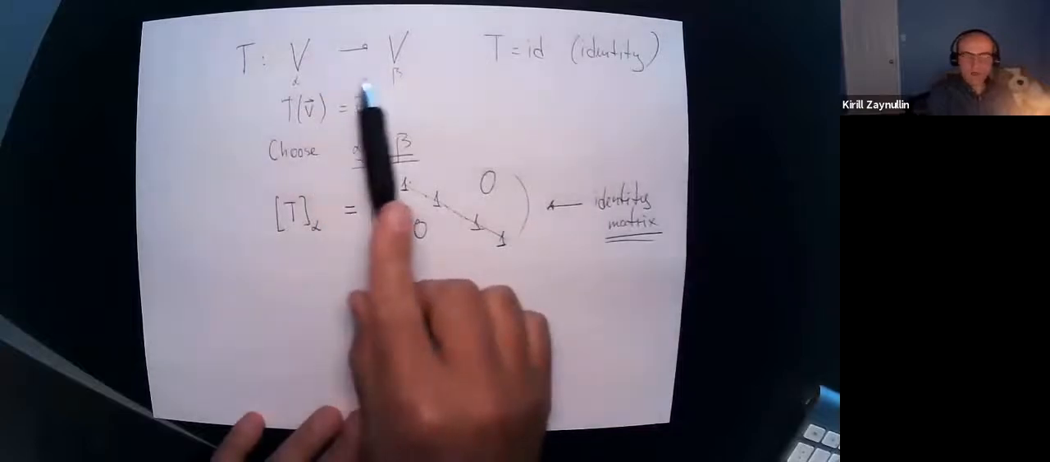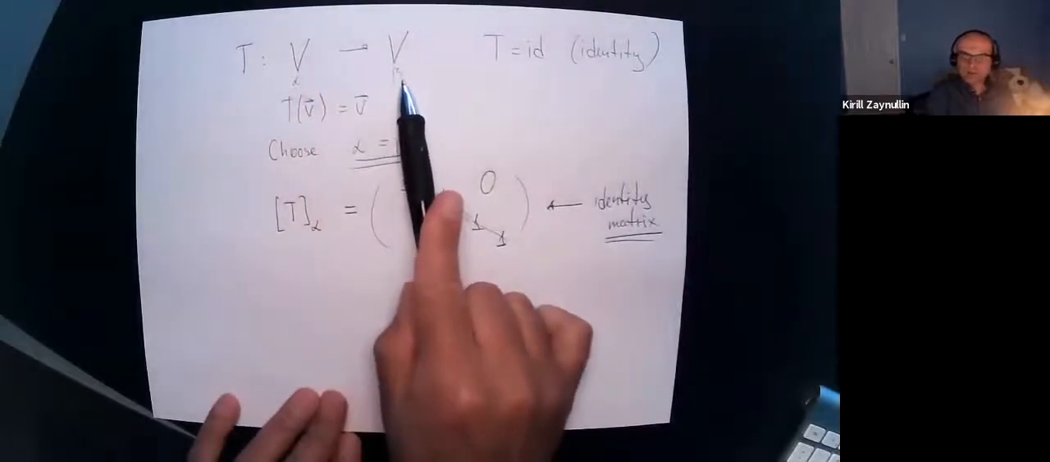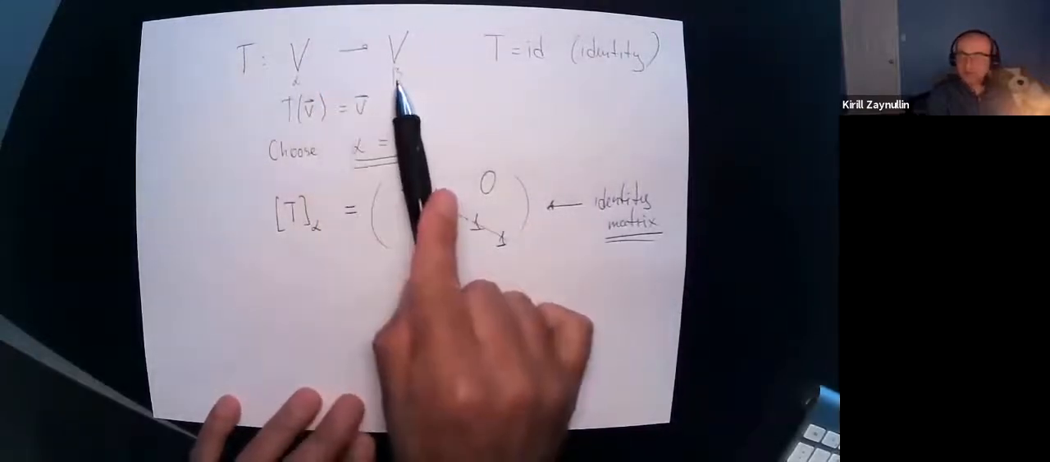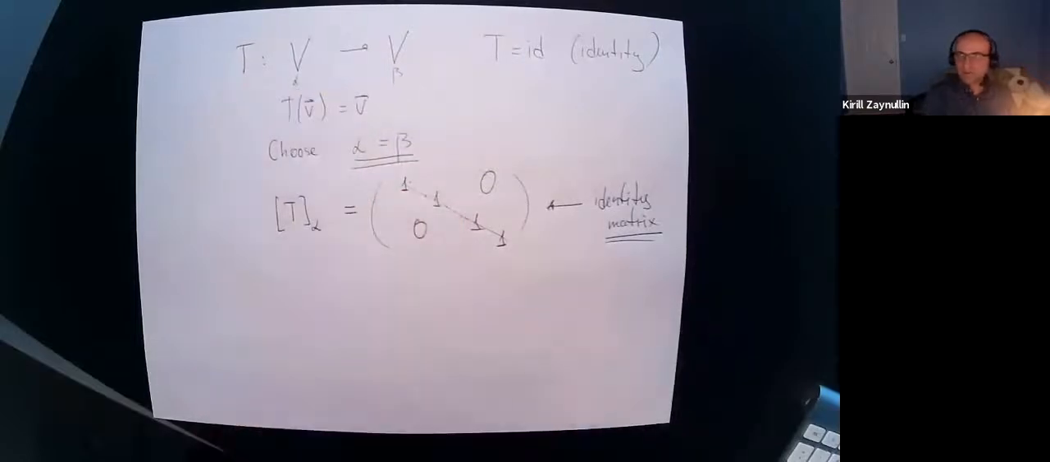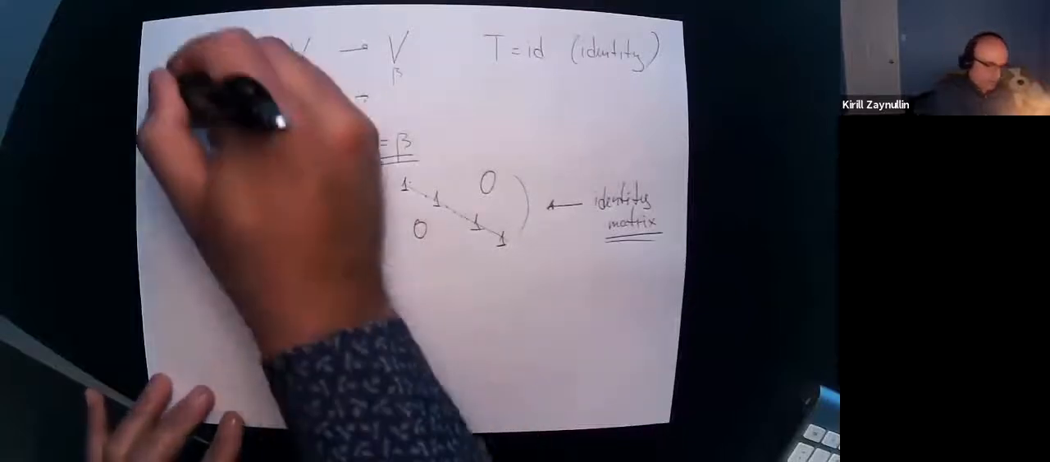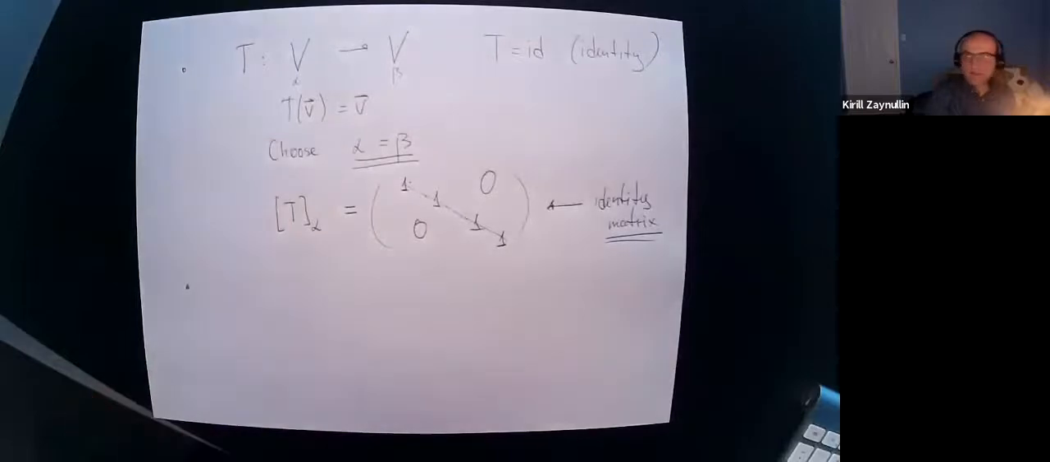Again, for this example, it's essential that your second basis, beta, coincides with alpha. So it has to be the same basis. Okay. Now, what's the next? Well, the next example, let's look at the so-called stretching map.